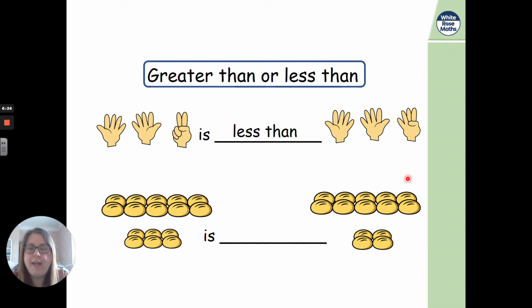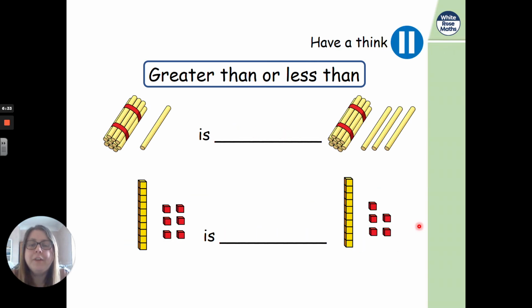So you should have said greater than, because there are 16 buns here and 14 buns there. Well done if you said that. Have a go at these then with the sticks and the beans. Are they greater than or less than? Pause the video and have a go.